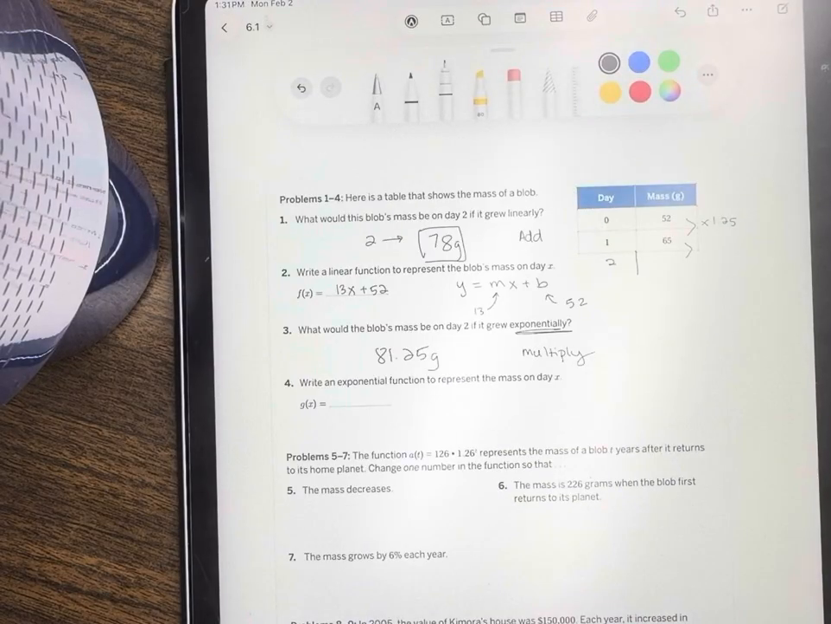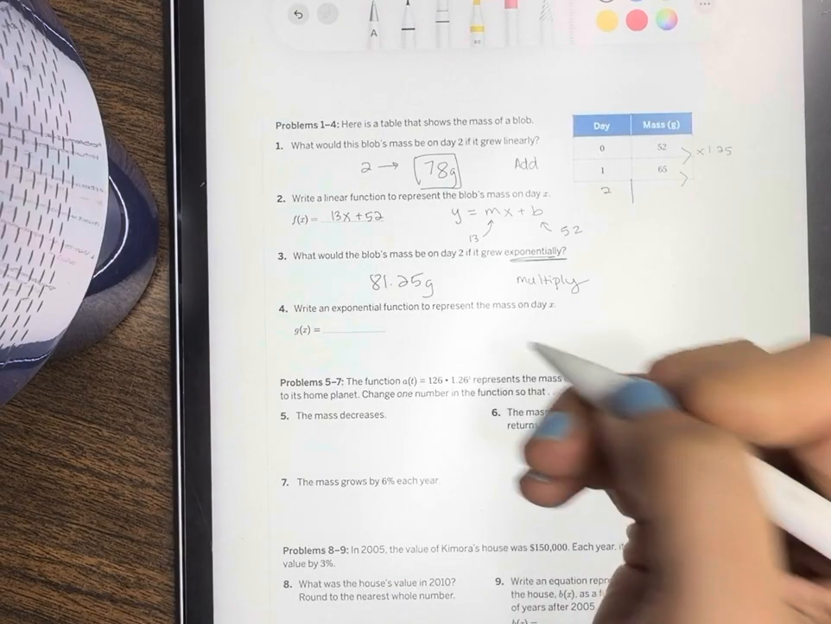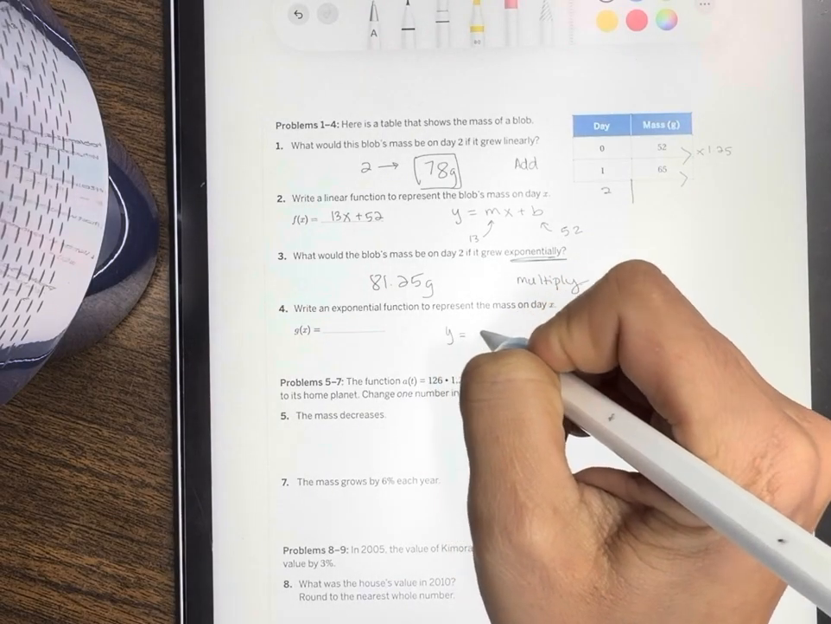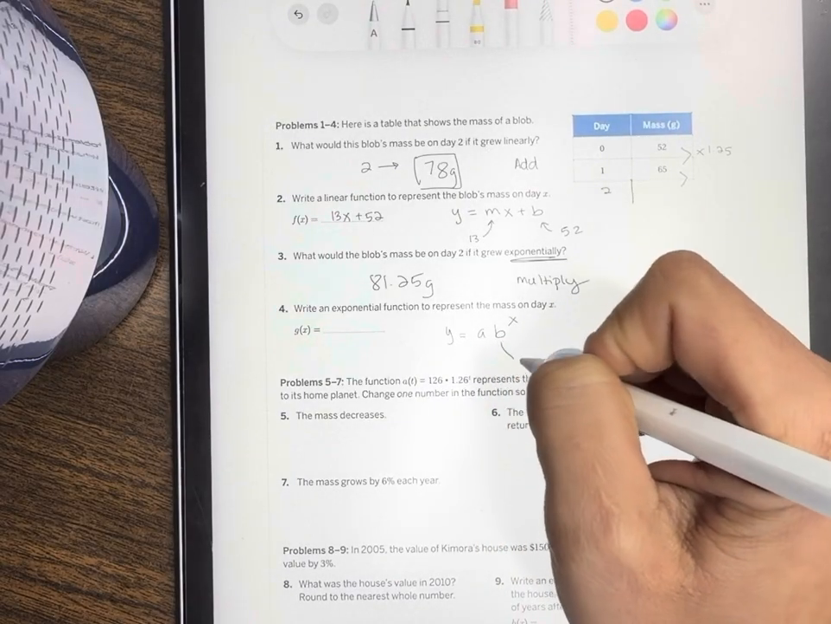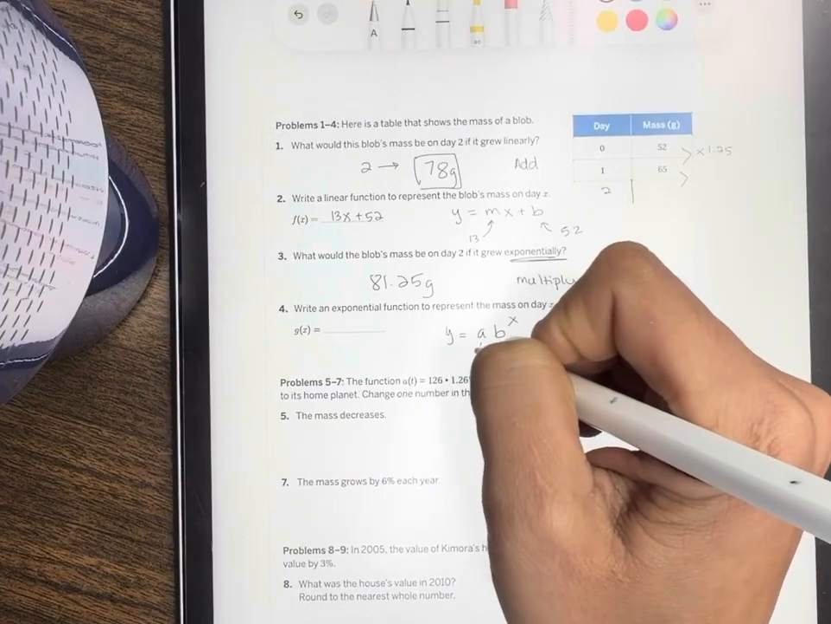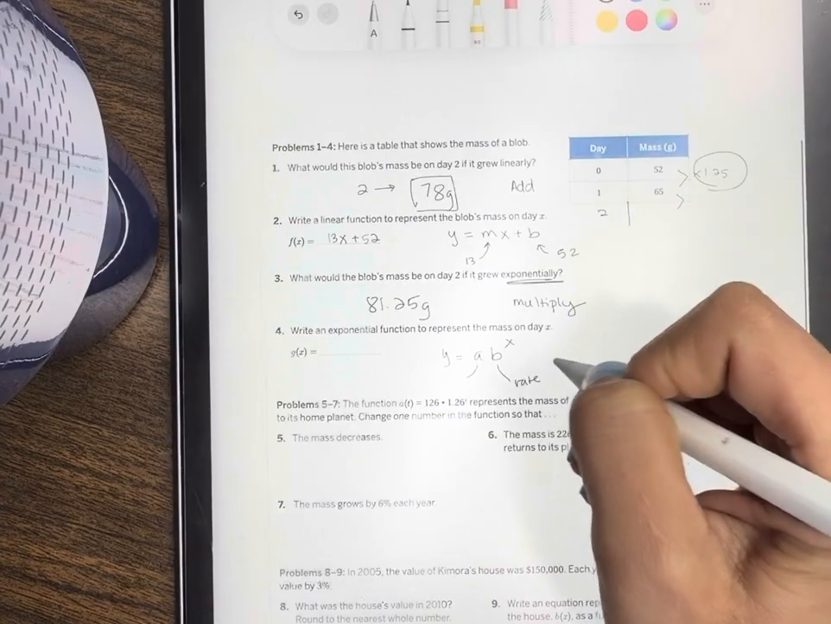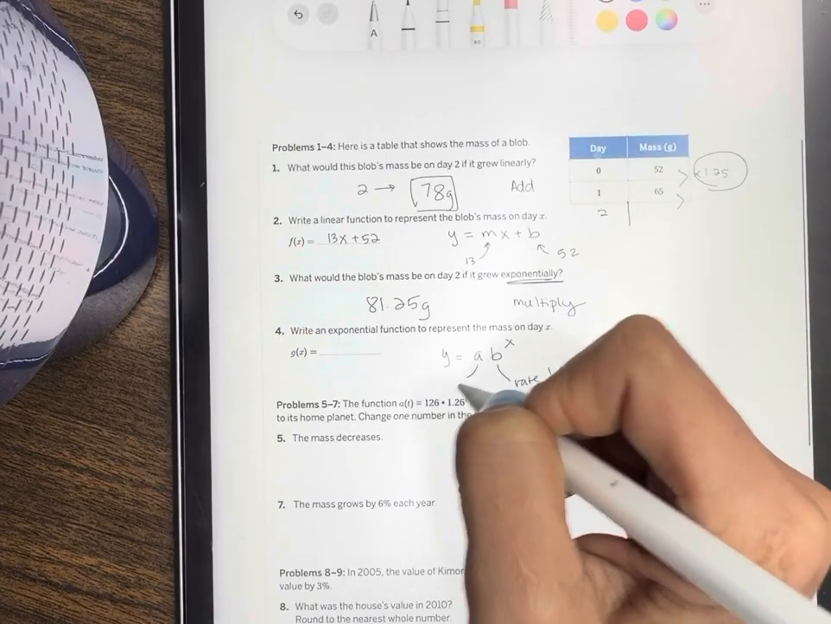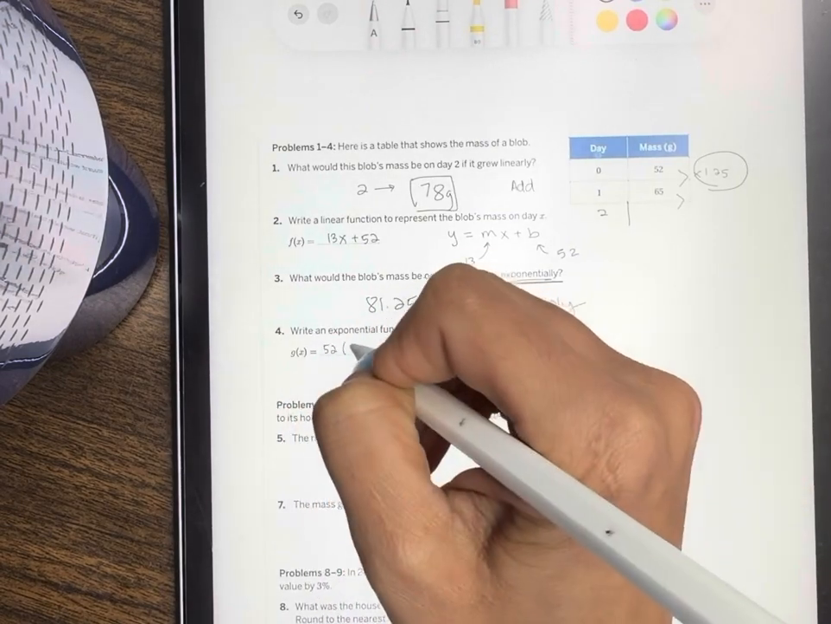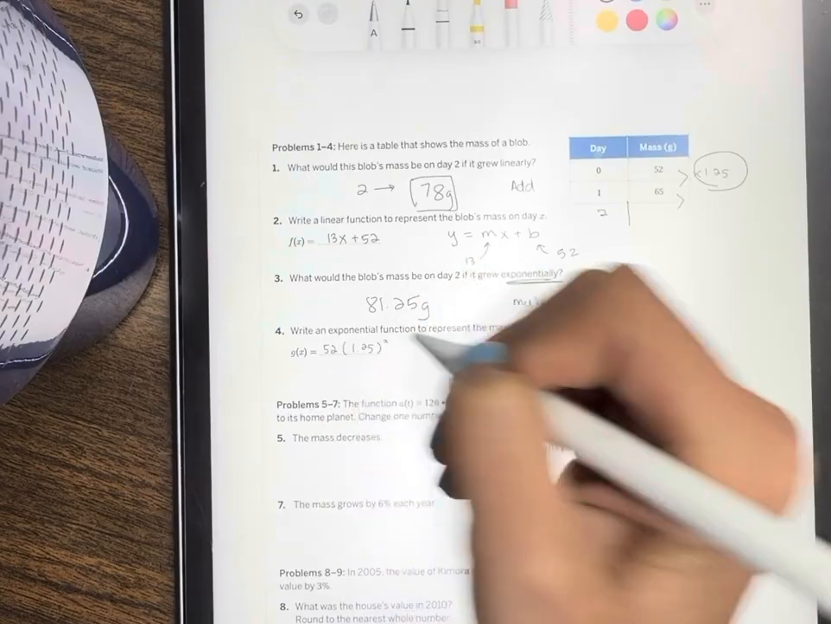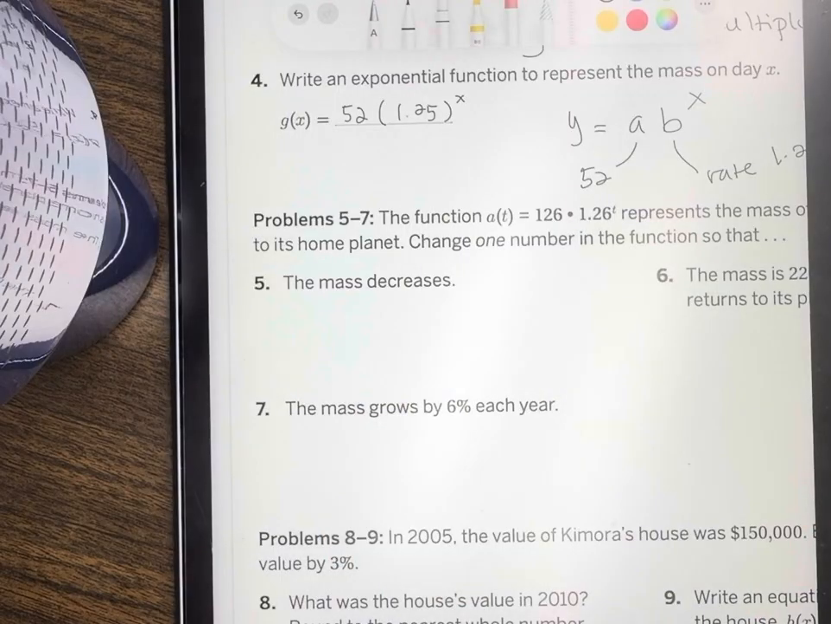Okay, write an exponential function to represent the mass on day x. Okay, so that's the equation, all right? Remember our exponential functions, a times b to the x, okay? Where in this case, b is our rate, and a is our starting value. So in this case, what we're growing by is 1.25, and our starting value is still that 52. So it's going to be 52 times 1.25 to the x. And remember, I told you I definitely prefer the b to have parentheses around it, okay?